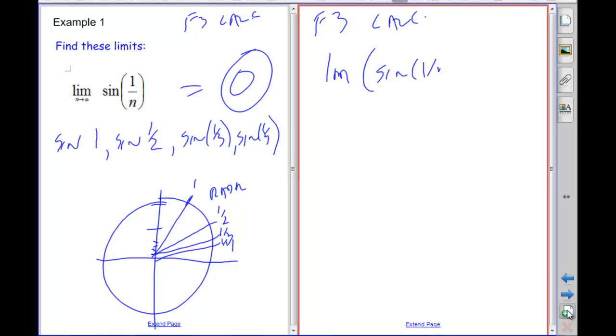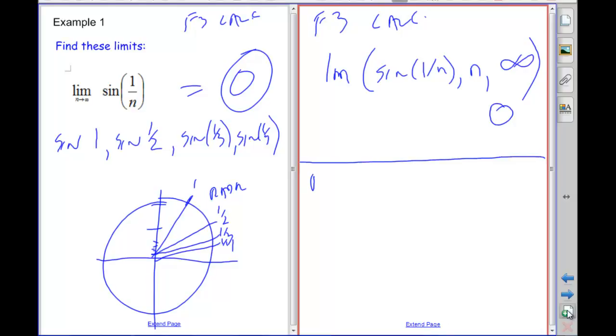Sine of 1 divided by n, n going to infinity. There's an infinity symbol on your calculator. It's above catalog. You know how to go to catalog for infinity. And it says 0, right?